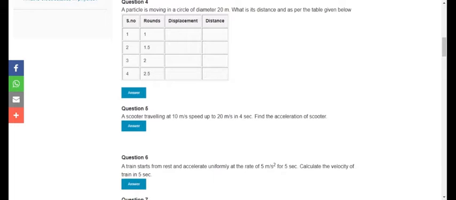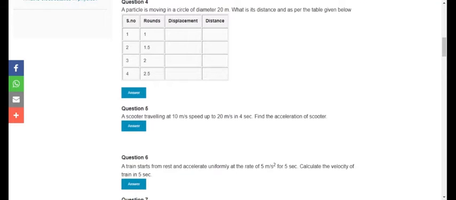You can also see question number 5 and question number 6. You can make a note of these three questions together and try to solve them. Question number 5 says that a scooter traveling at 10 meter per second speeds up to 20 meter per second in 4 seconds. It was initially traveling with 10 meter per second, and it increases its speed to 20 meter per second in 4 seconds. Find the acceleration of the scooter.